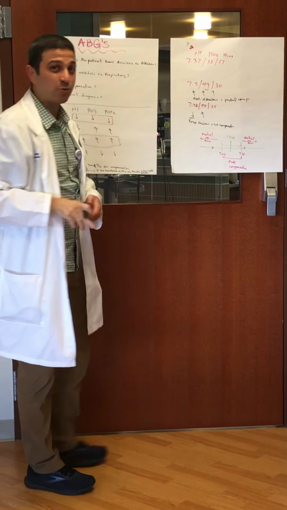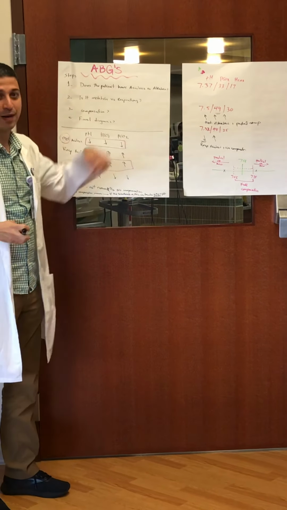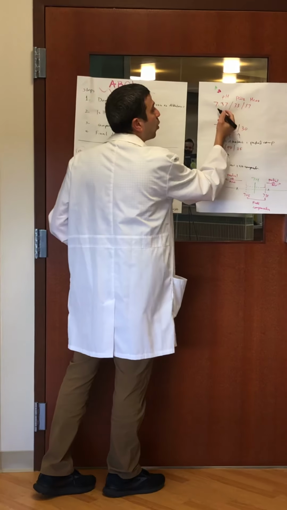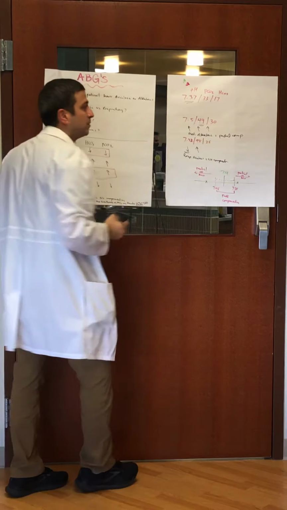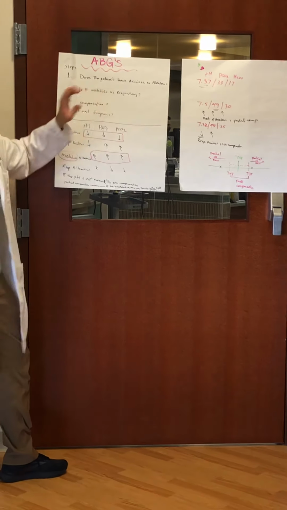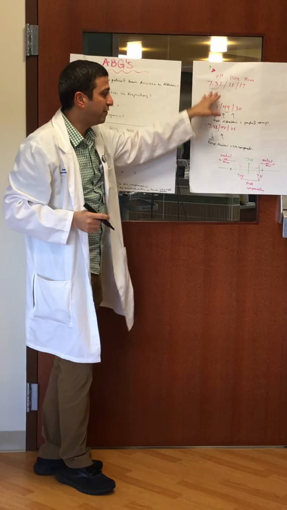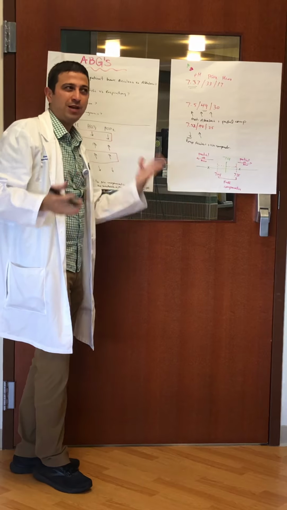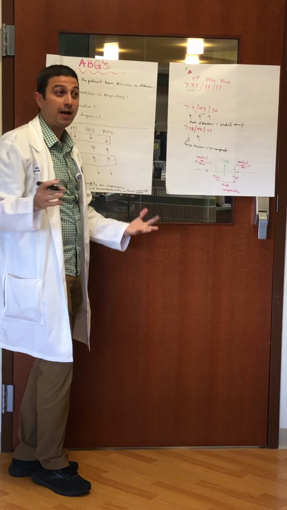Now, last one is the trickiest. That's why we started from the bottom. The last one, we have a pH that's 7.37. So the question, does this patient have acidosis or alkalosis? It's tricky because 7.37 falls within the normal range. So how can we say that the patient is acidotic or alkalotic?